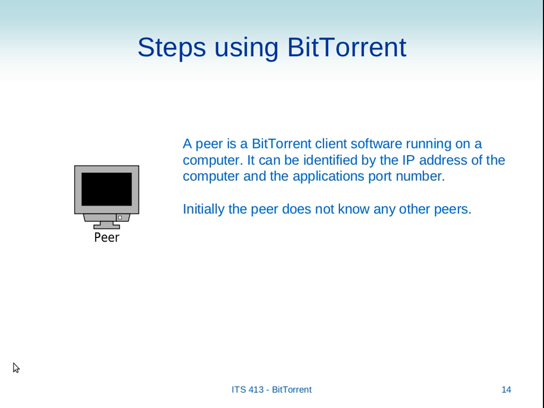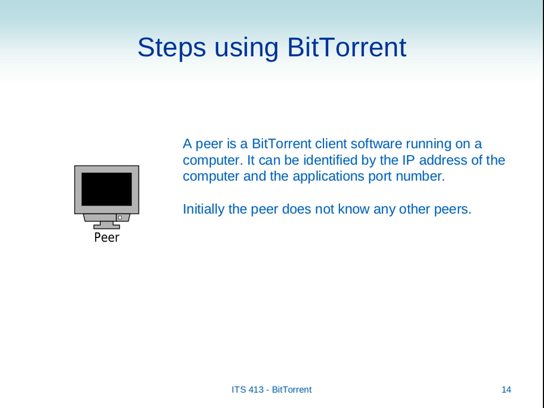So let's go through the steps of what a peer does. So what is a peer? It's a piece of software running on a computer which has an IP address for the computer and a port number. So we normally identify the peer by its IP address and port number. In practice, sometimes the application can have a unique identifier as well. So the port number, the IP address, and some application ID is used to identify that peer in the swarm.